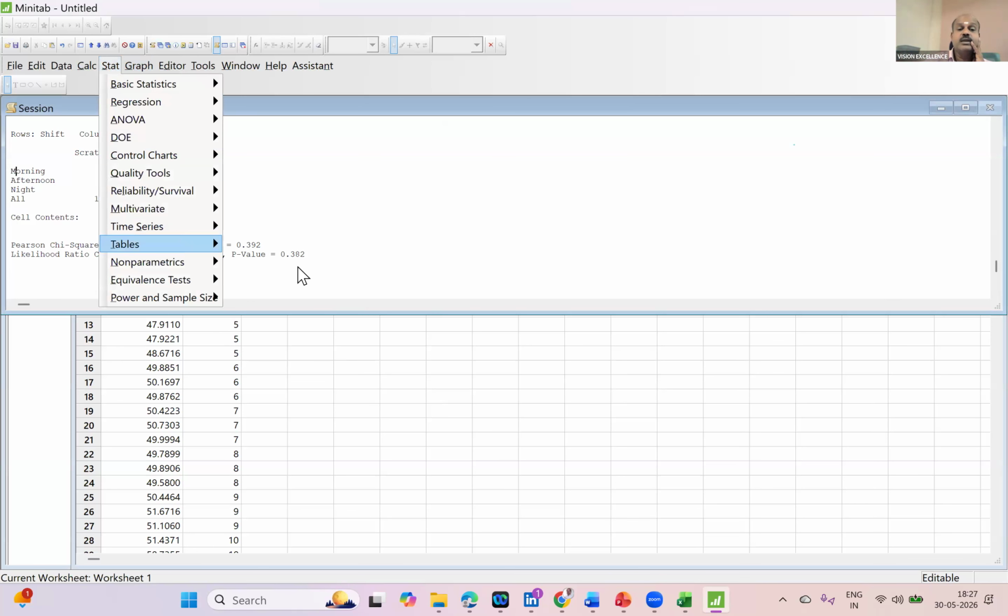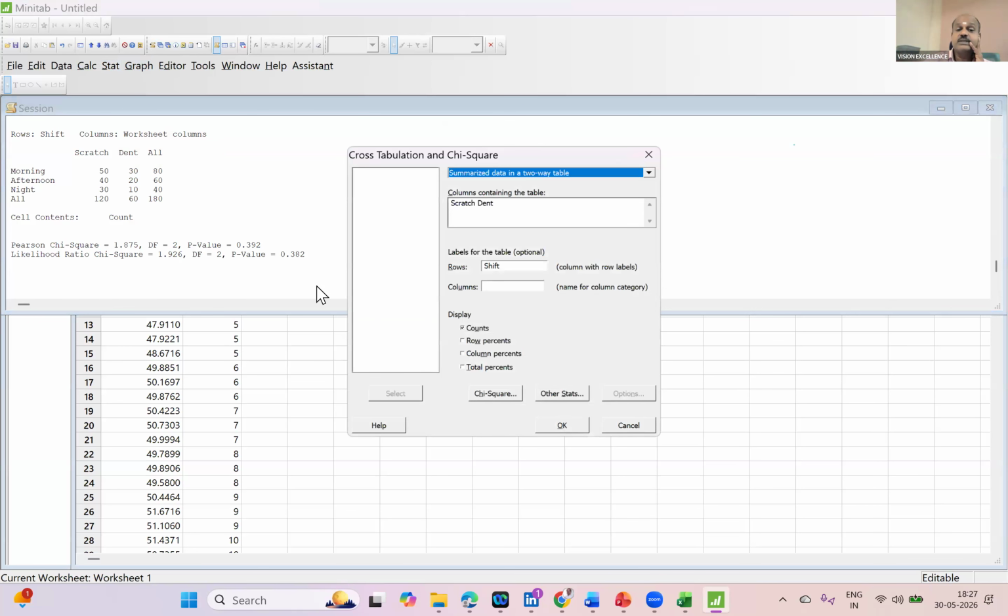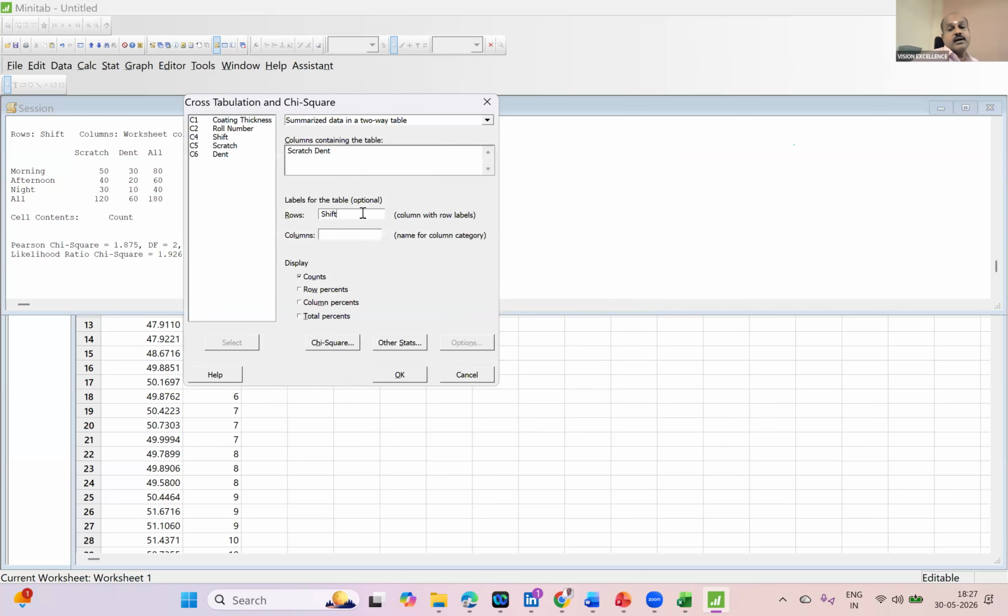Stat, table, this one, cross tabulation and chi-square. You see here, in this area, you can give your row label. The row label in the sense of, for every column, which shift it is coming under. So that information you can insert here and then you can proceed.